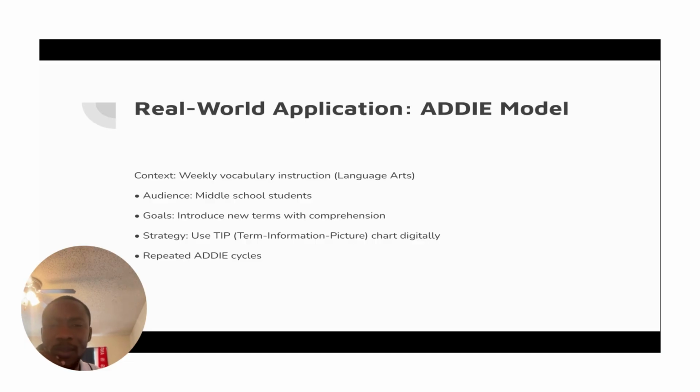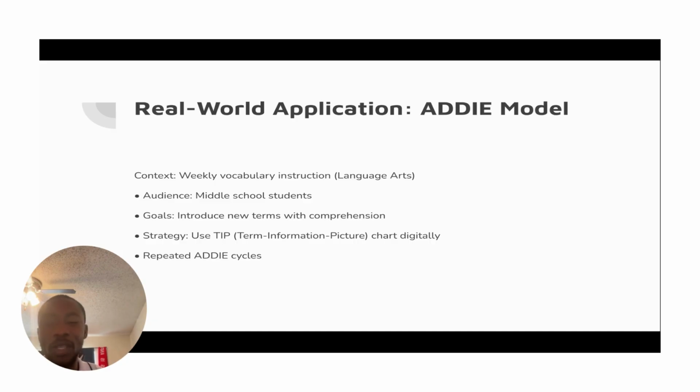Now, the real world application of this ADDIE model, you can use this, for example, in the context of a weekly vocabulary, to teach a language model in terms of art. Let's say our audience are the middle school students. Our goal is to introduce new terms with comprehension. Then our strategy will be to use an information picture or chart in a form of digital mode.